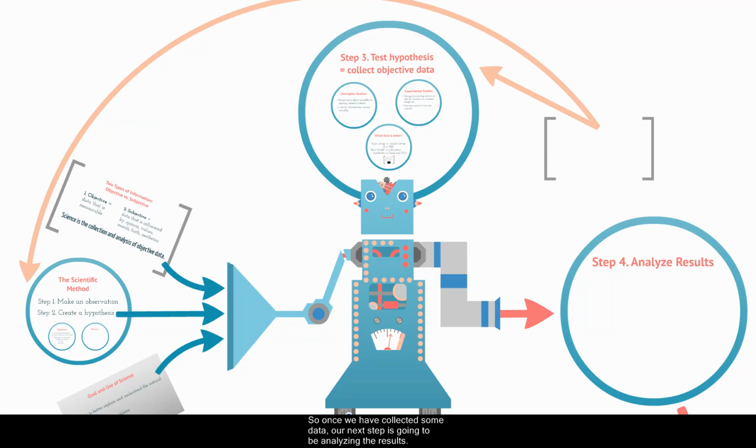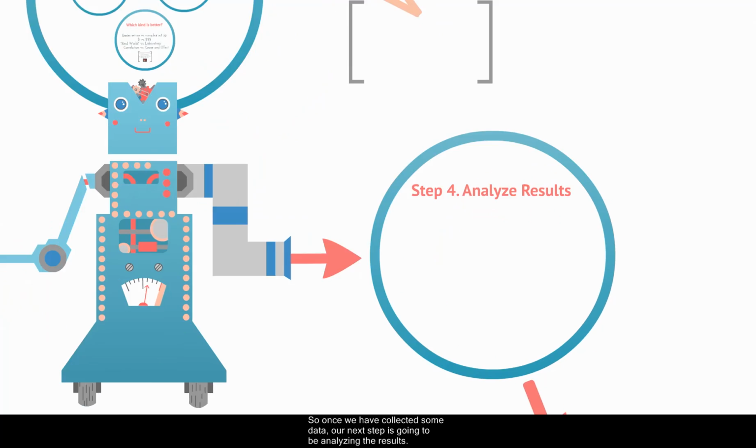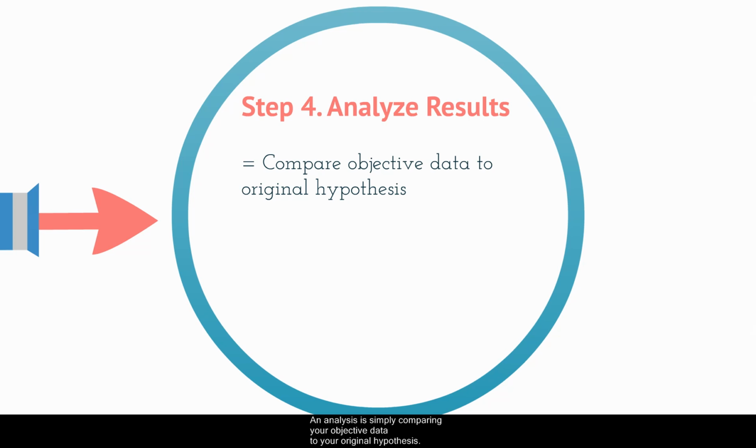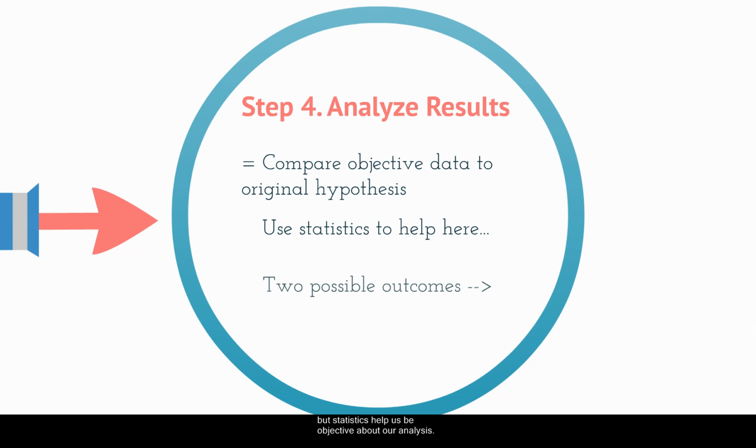So once we've collected some data, our next step is going to be analyzing the results. And an analysis is simply comparing your objective data to your original hypothesis. Does the data support your hypothesis or does it refute your hypothesis? And you're going to use statistics to help you here, so you're not just making a conclusion based on your feelings or general ideas, but statistics help us be objective about our analysis.